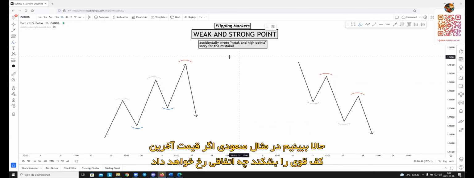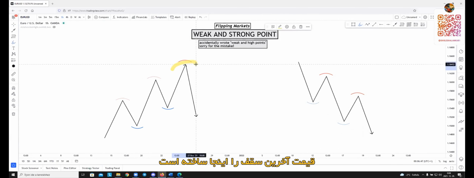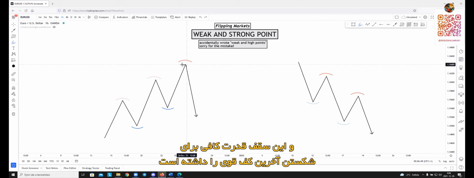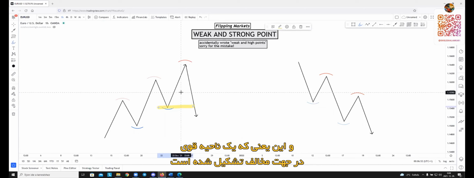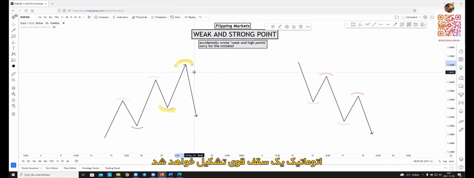Okay, so let's see what happens if price breaks through the last strong low in a bullish example. So as you can see, price created this high right here. And this high had enough power to break below this last strong low. So this means an opposite side zone will be created. So if a strong low has been broken, a strong high will be automatically created.